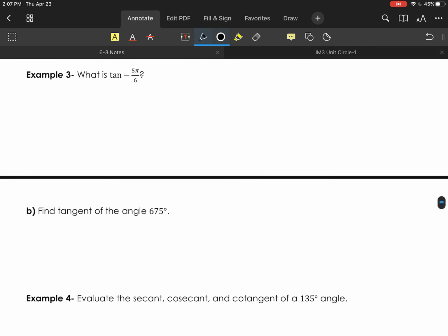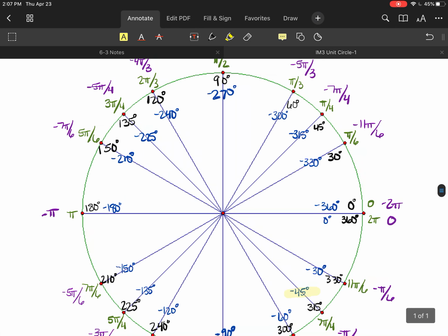2 in the last video. So we're looking at unit 3. So what's the tangent of negative 5 pi over 6? So once again, use your unit circle. Okay, negative 5 pi over 6.